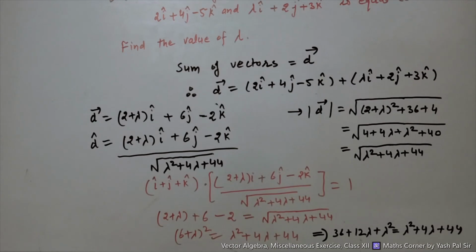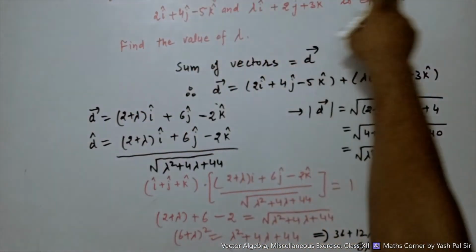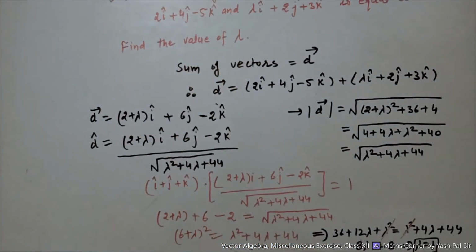Lambda square is cancelled now, on both sides. Left side 12 lambda minus 4 lambda becomes 8 lambda. So 44 minus 36 is equal to 8. So this gives the value of lambda equal to 1. So what we can say? We find the value of the scalar lambda. So lambda value is 1.